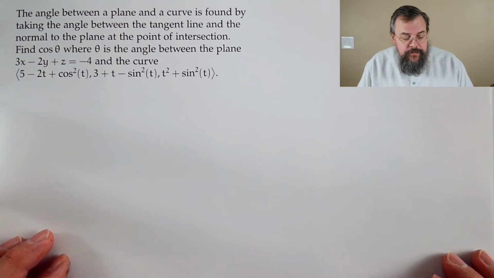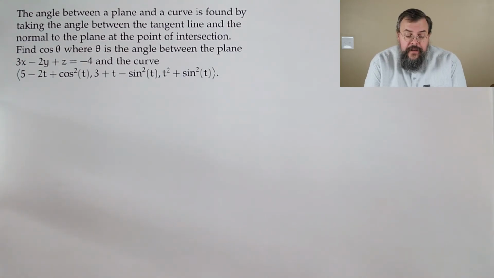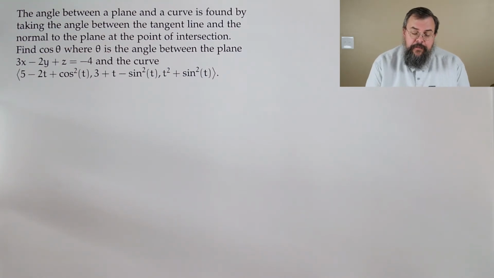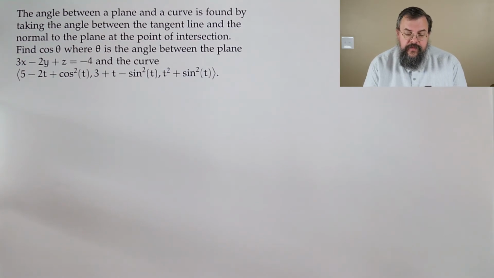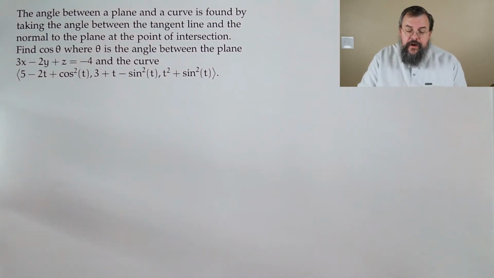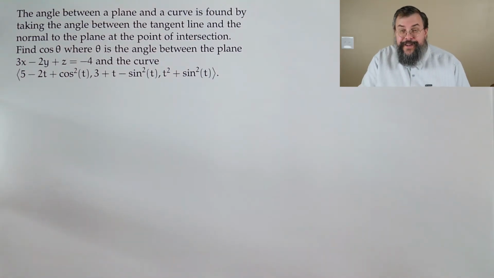Another angle problem. So the angle between a plane and a curve is found by taking the angle between the tangent line and the normal to the plane at that point of intersection. Find that cosine theta, where theta is the angle between the plane, where our plane is 3x minus 2y plus z equals -4, and our curve is, okay, well, that thing.